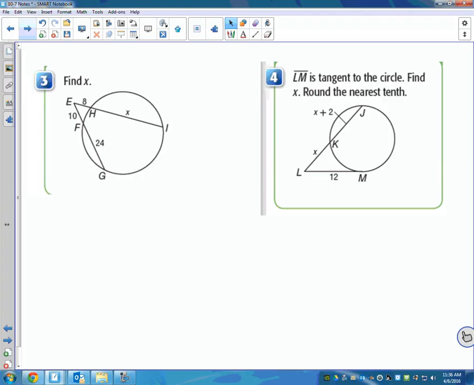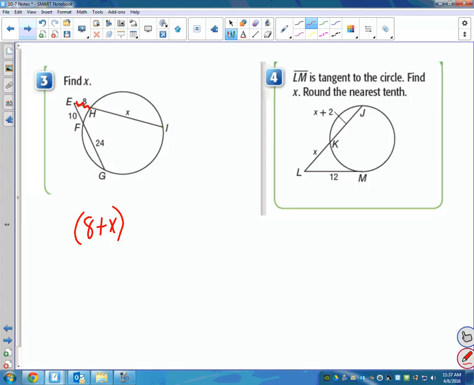Okay, so this is the two secant one. And the formula for the two secants is we're going to take the length of the whole secant times what's on the outside and set that equal to the other whole secant times what's on the outside. So, how would I write the whole length of the secant? 8 plus x, right? Like if this was 8 and this was 12, then we would add them together. So this is 8, this plus x. So the whole thing is 8 plus x.